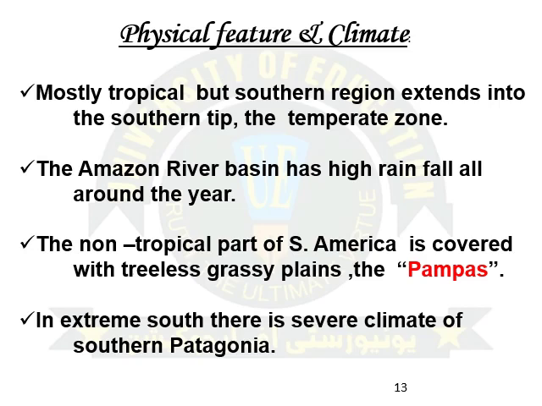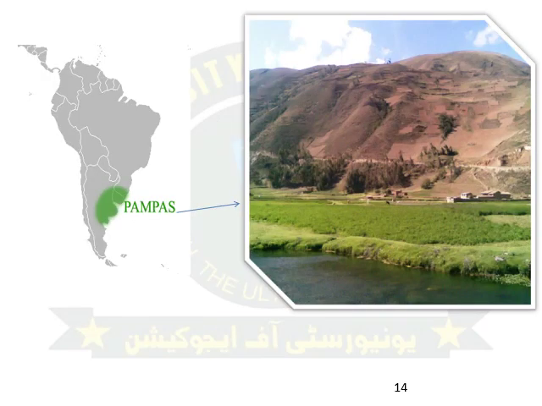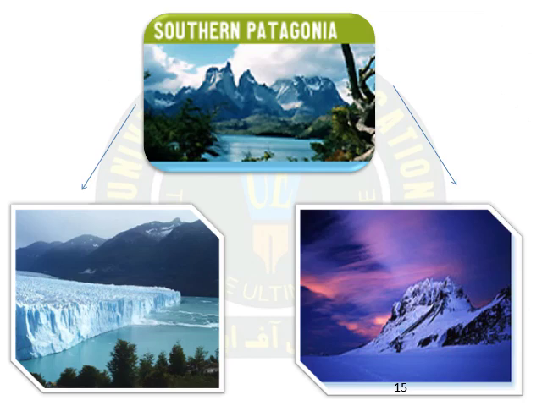Basically, Patagonia is a geographic region containing the southernmost part of South America. It is located in Argentina and Chile. You can see the pampas over here. Here, the southern Patagonia is shown.